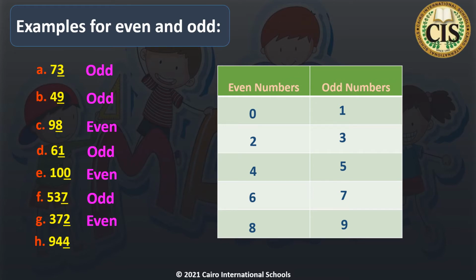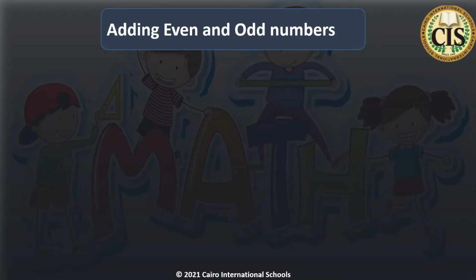944. 4 is an even number, so 944 is an even number. Now we are very good at determining whether numbers are even or odd.